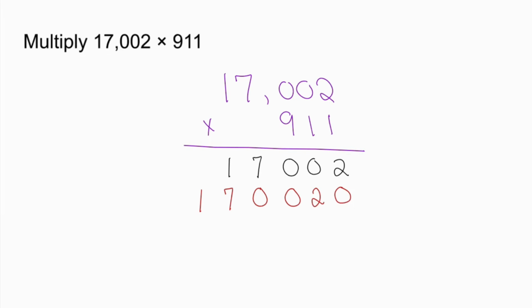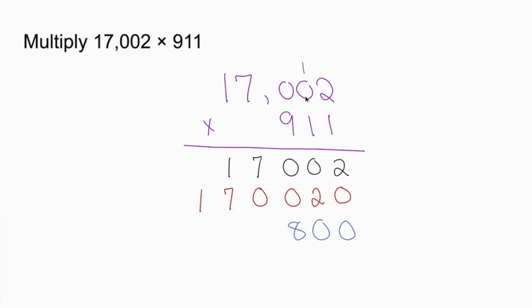Now this is going to be a little bit more frustrating. We move on to the 9, which is in the hundreds place value. That means you include 2 zeros before you begin, and in this case we're going to have to carry over a few times. 9 times 2 is 18. Write out your 8, carry over the 1.